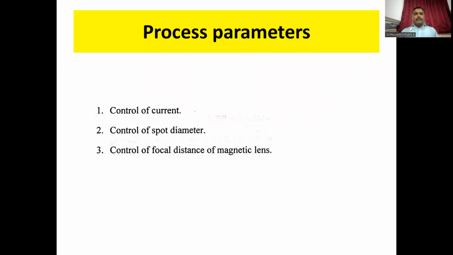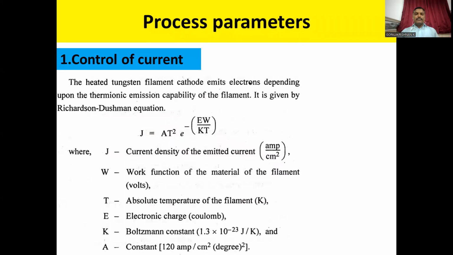Now we discuss the process parameters of EBM. First one, control of current. Second one, control of spot diameter. And third one, control of focal distance of magnetic lens. So first one, control of current. Here, the heated tungsten filament cathode emits electrons depending upon the thermionic emission capability of the filament. This is based on the filament. It is given by the Richardson-Dushman equation.